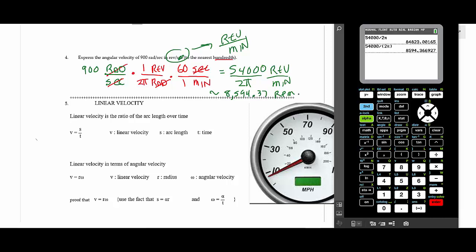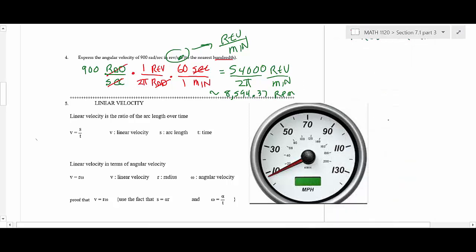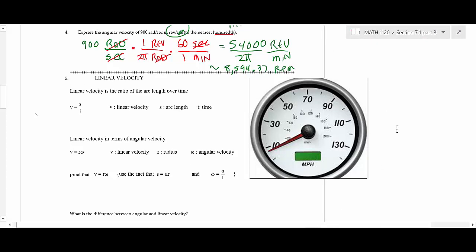Okay, so that's the idea. That'll kind of get us through the idea of angular velocity. Next thing I want to do is introduce you to linear velocity. If you're driving in the car, linear velocity is measured by your speedometer. Now, what we're doing in this section is we're only looking at motion in a circle, okay? So it's the same idea.